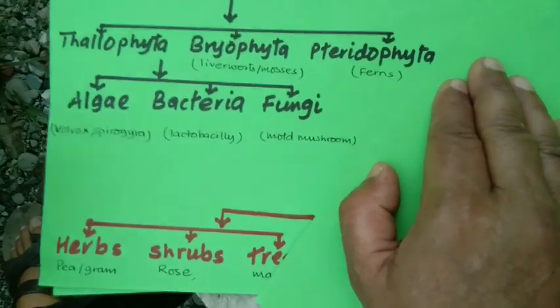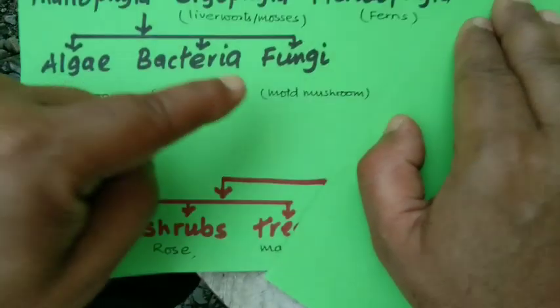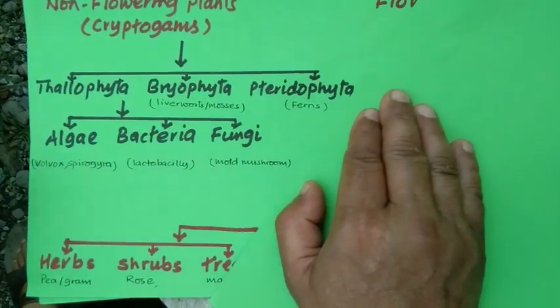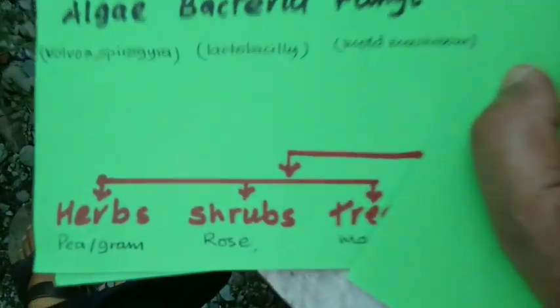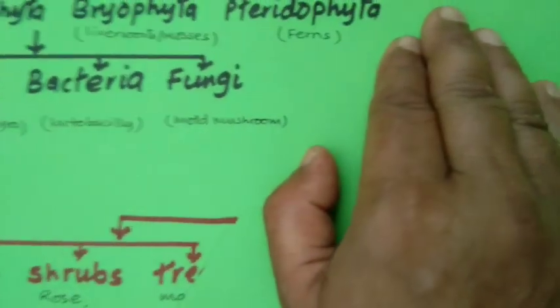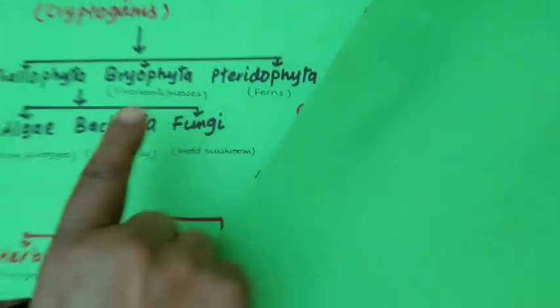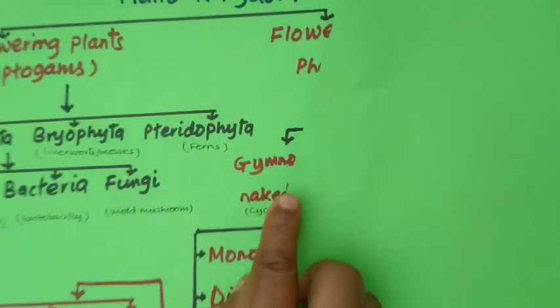Thallophyta is further divided into algae, bacteria and fungi. Examples: algae like volvox and spirogyra, bacteria like lactobacilli, and fungi like molds, mushroom and so on. Bryophyta are liverworts and mosses, and pteridophyta are ferns, which are very common in our place.